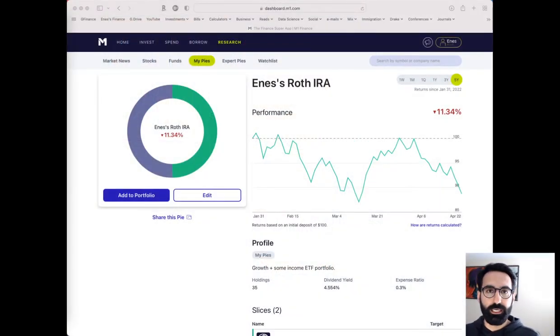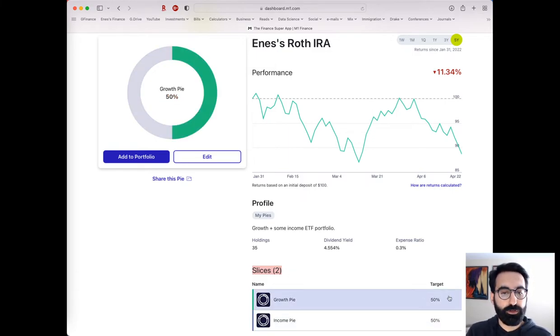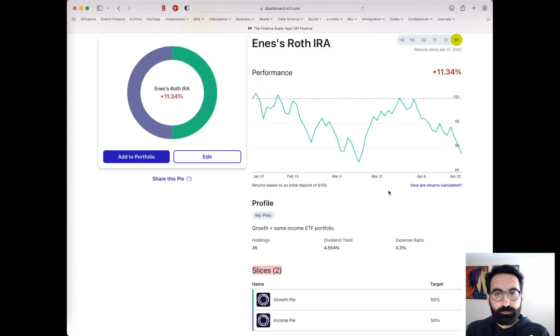Once you log in to your M1 Finance, you're going to see various tools that are available for you. But in this video, I'll just focus on how a portfolio typically looks in M1 Finance. So here you can see the visual on the left is my Roth IRA account. Specifically, I have two slices under this portfolio: 50% is the growth pie, 50% is the income pie. And you'll notice that each slice has specific stocks and funds that I picked.